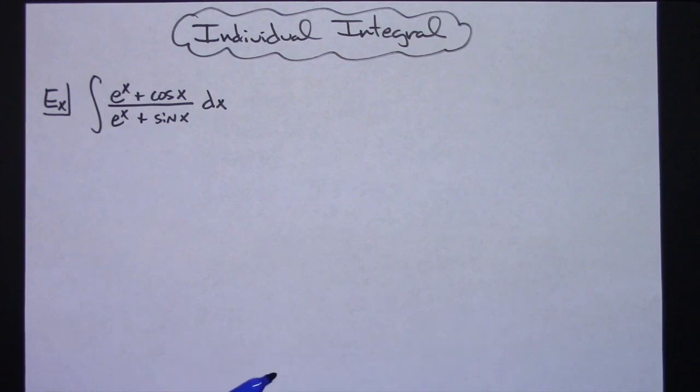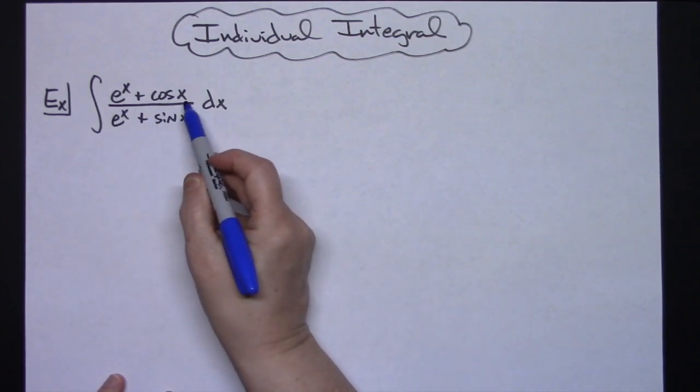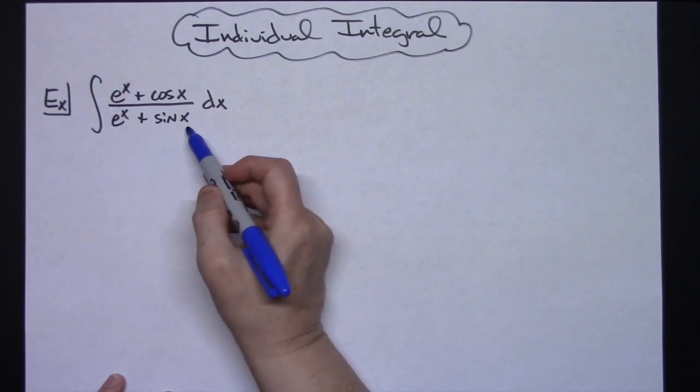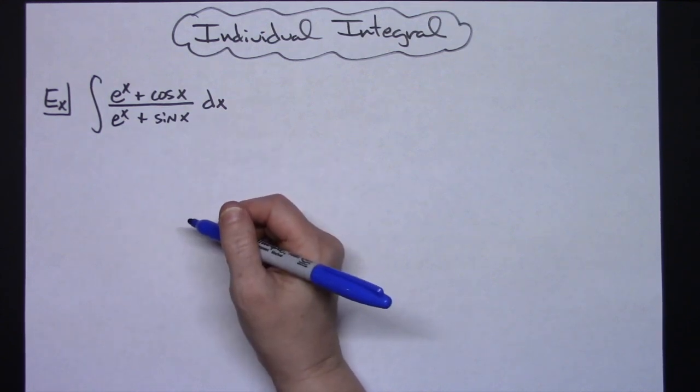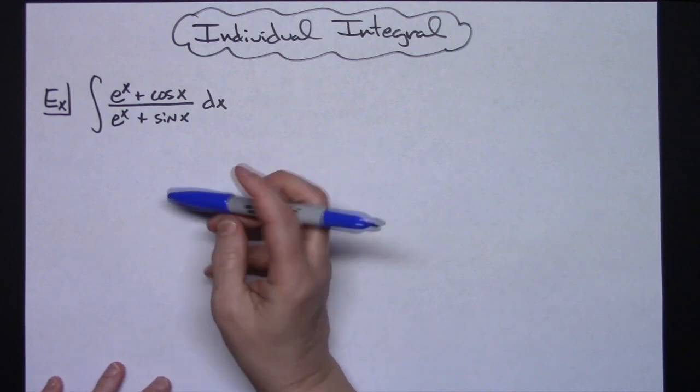In this video, I'm going to work out an individual integral. We're going to take a look at the integral of e to the x plus cosine x all over e to the x plus sine x dx. This one is relatively straightforward. We're just going to use a u substitution.